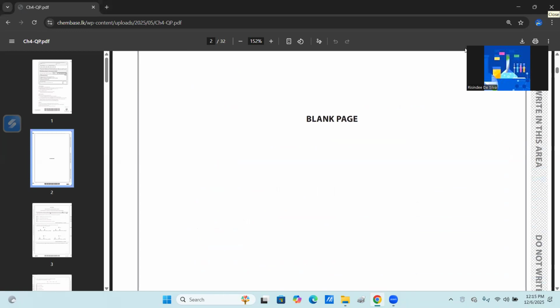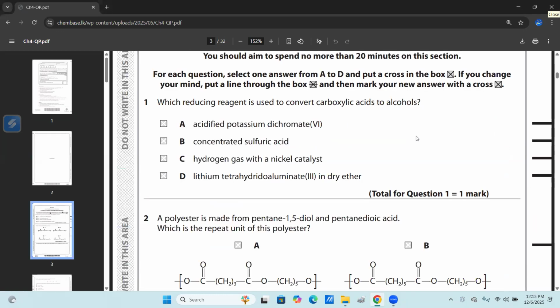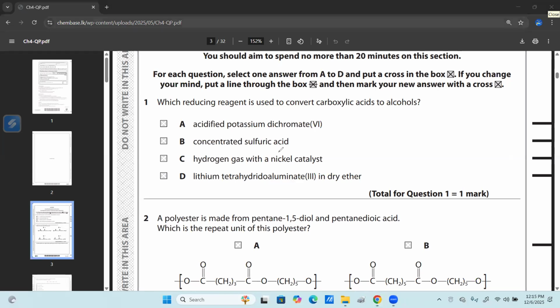So we'll see the first question. Which reducing agent is used to convert carboxylic acid to alcohols? So we know it's a very common one. The correct answer is acidified potassium dichromate.